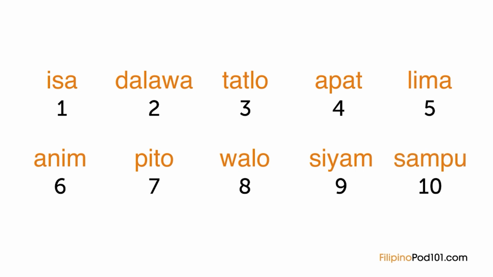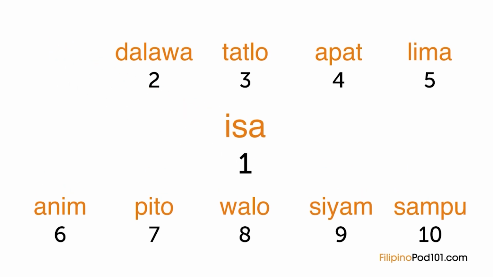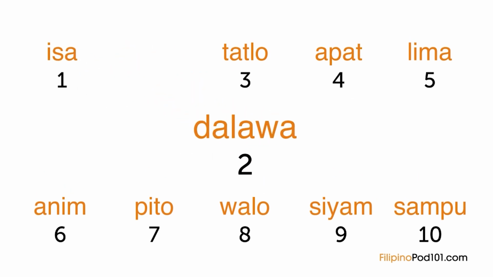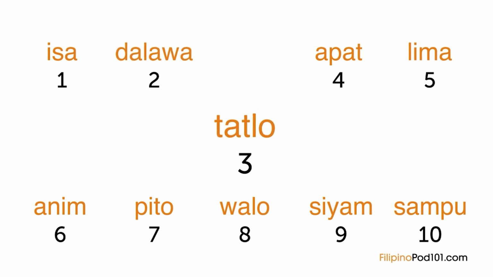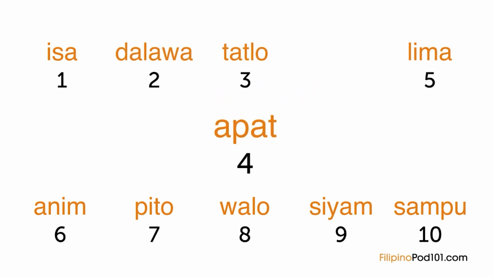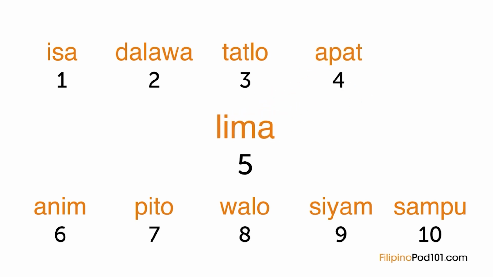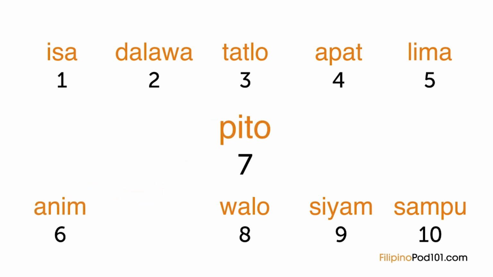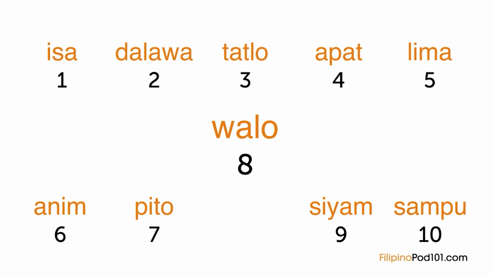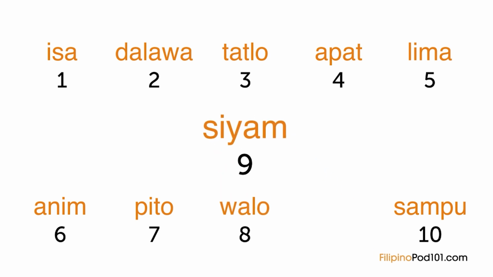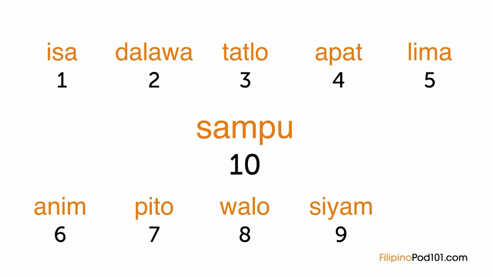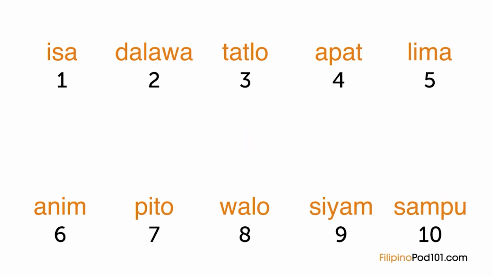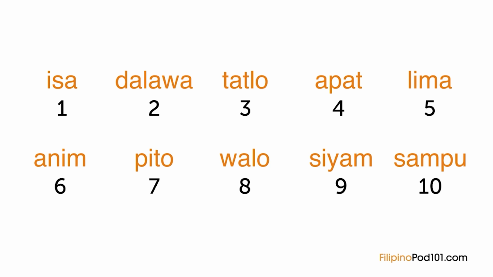Okay, now repeat after me. I'll say the numbers and give you time to repeat each one. Isa. Dalawa. Tatlo. Apat. Lima. Anim. Pito. Walo. Siyam. Sampu. Great job! Try to remember these numbers by heart because you'll see them again in bigger numbers.